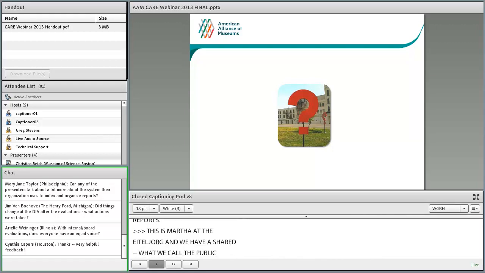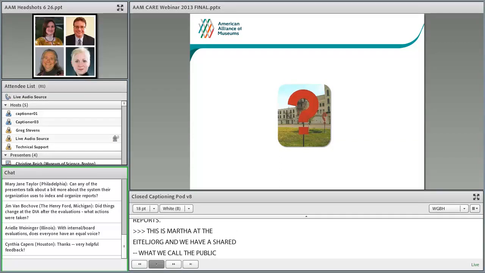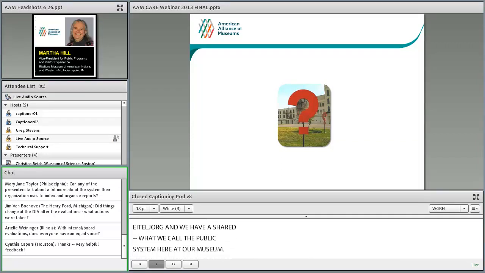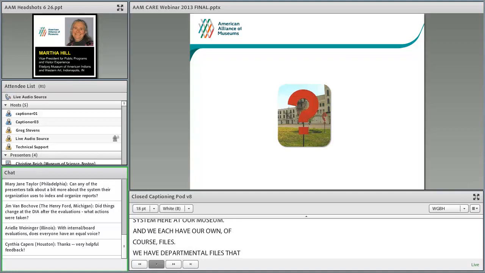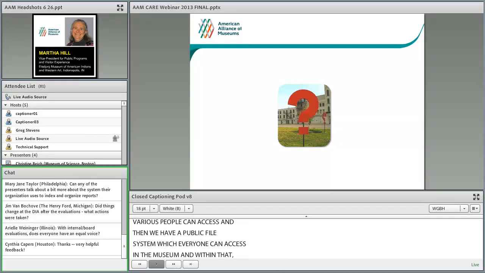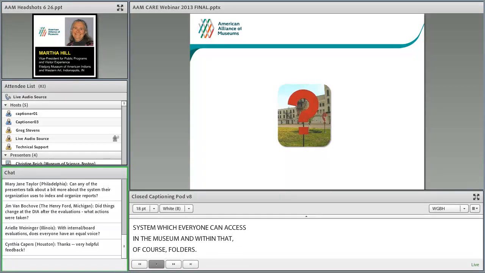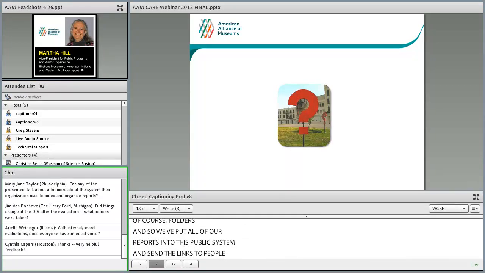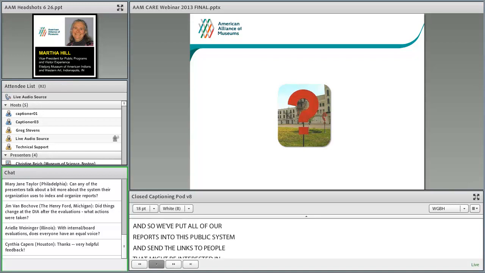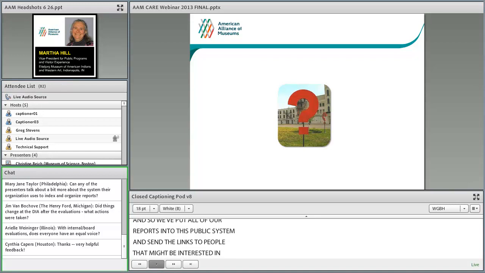This is Martha at the Eiteljorg, and we have a shared, what we call the public system here at our museum. And so we each have our own, of course, files. We have departmental files that various people can access, and then we have a public file system which everyone can access in the museum. And within that, of course, folders. And so we've put all of our reports into this public system and send the links then to people that might be interested in accessing the reports.